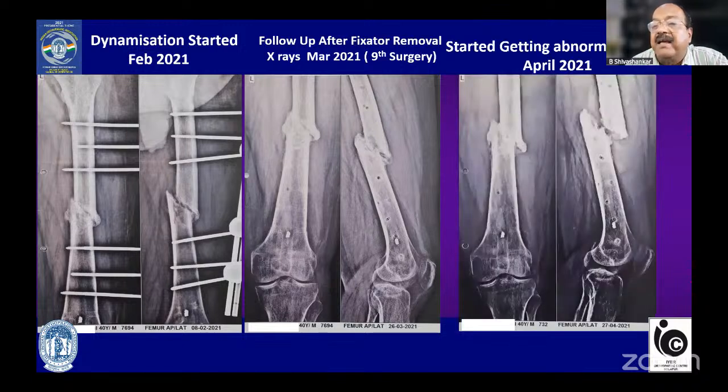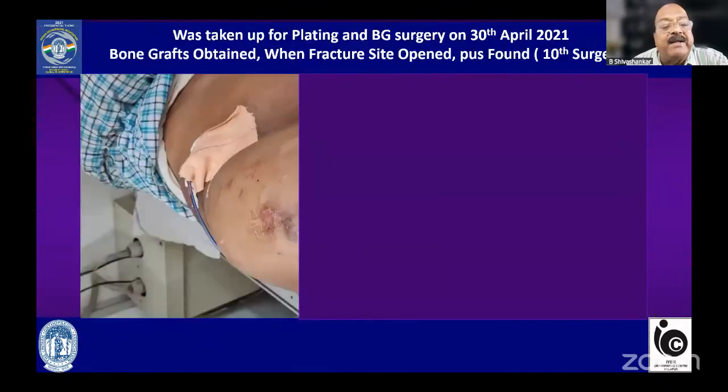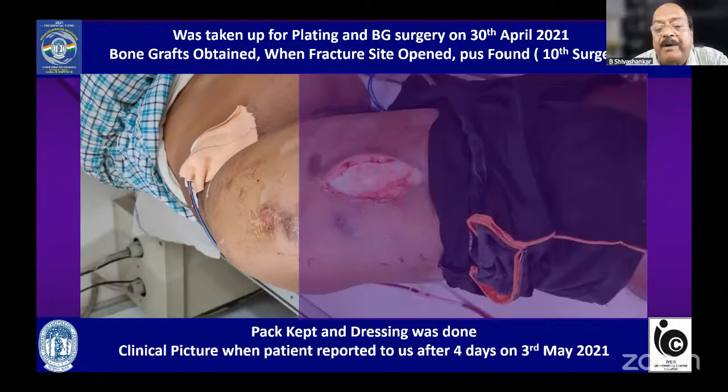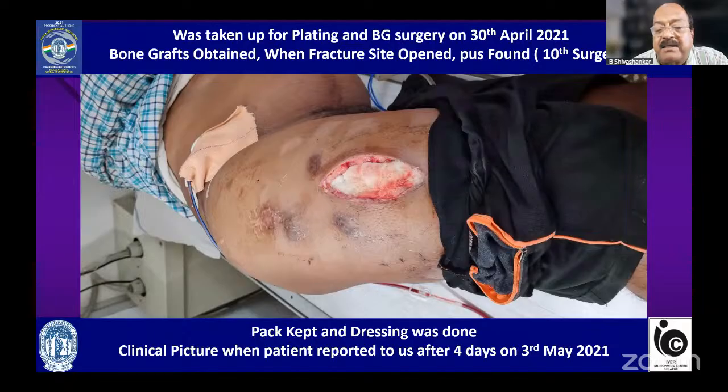Unfortunately, exactly after 1 month, when he was trying to wear pants, he noticed that there was abnormal mobility. This time he went to another surgeon. That surgeon decided to do plating. So he obtained bone grafting. This is the wound of the bone grafting with a drain there. And he opened the fracture site. When he opened the fracture site, there was pus. So as there was pus at the fracture site, he just packed that and kept it like that.